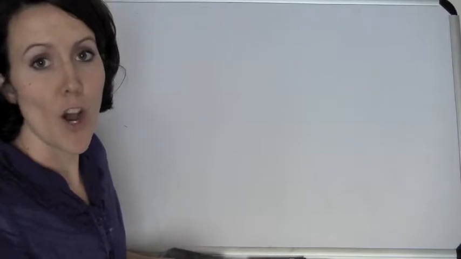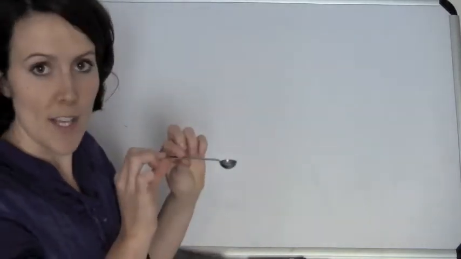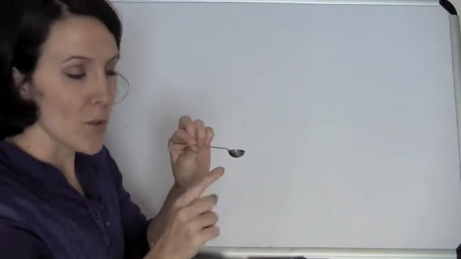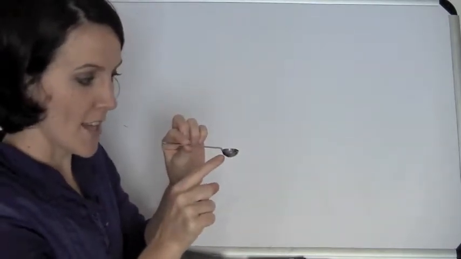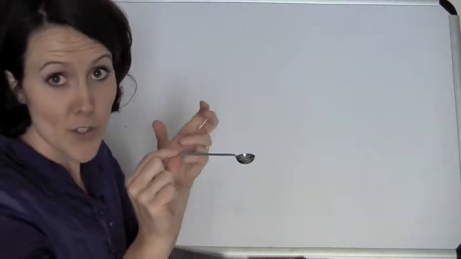Atoms and molecules are so tiny. Take this teaspoon for example. If I were to fill this with water, there would be as many water molecules in this teaspoon as there are actual teaspoons of water in the Earth's oceans.